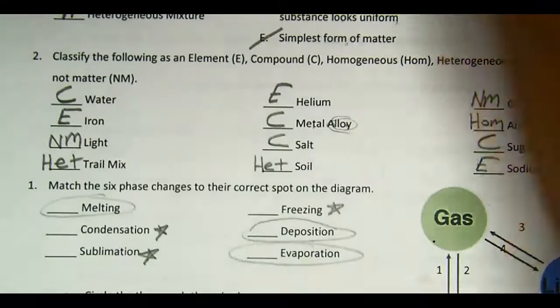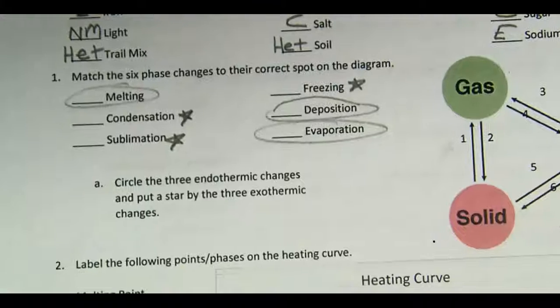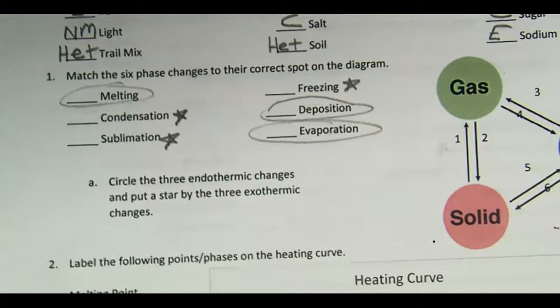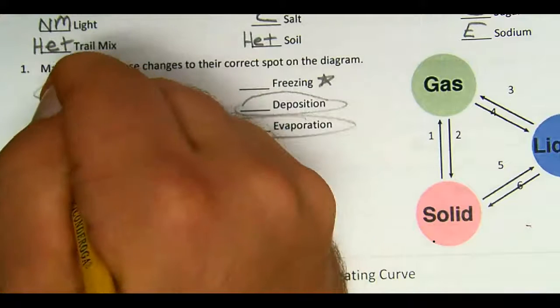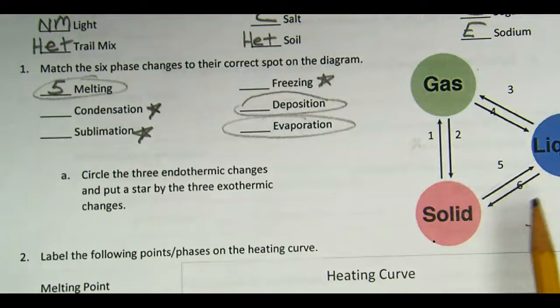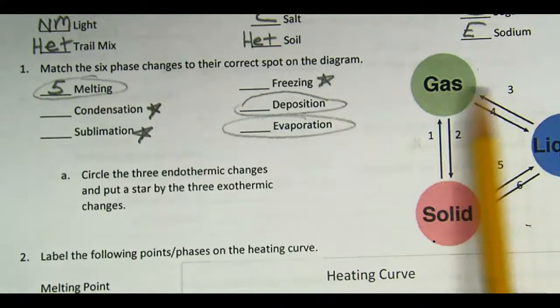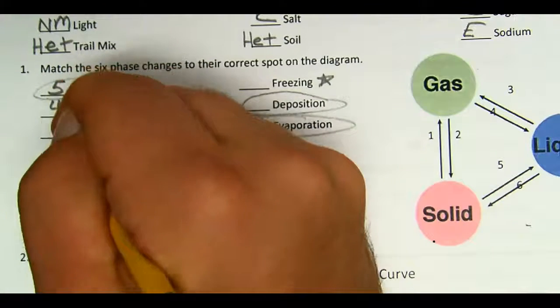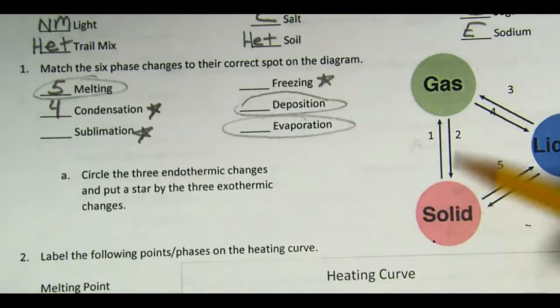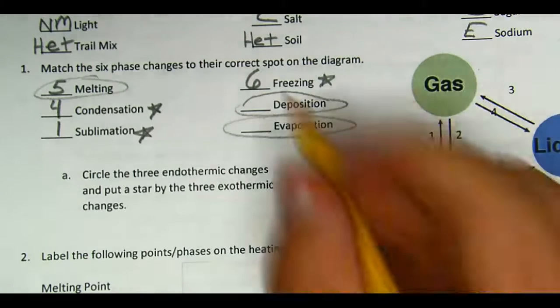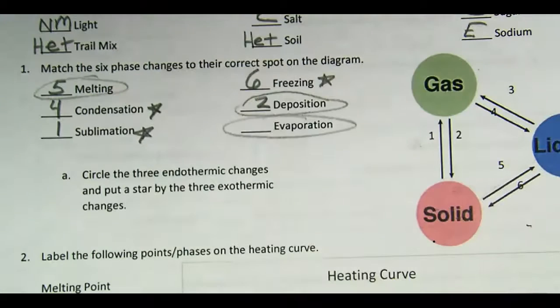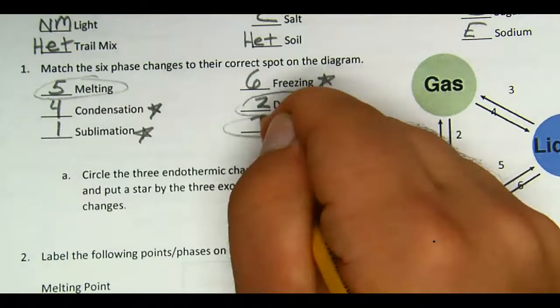All right, moving on. A new number 1. Match the 6 phases to the correct spot. Okay, melting is 5. Condensation is a gas to a liquid, so that's 4. Sublimation is solid to a gas, which is 1. Freezing is a liquid to a solid, which is 6. Deposition is a gas to a solid, which is 2. And then evaporation is from a liquid to a gas, and that is 3.